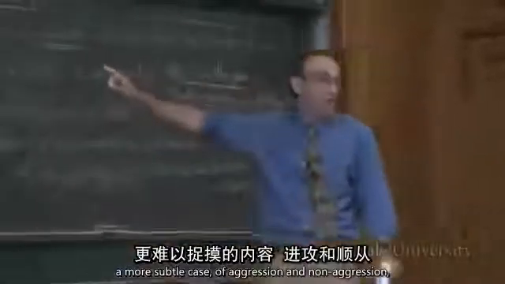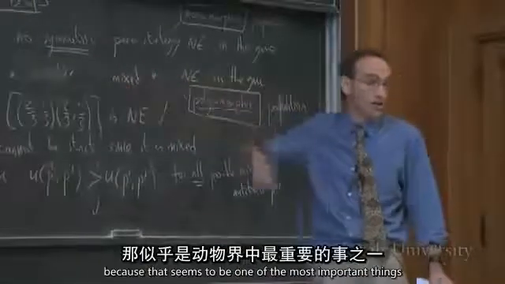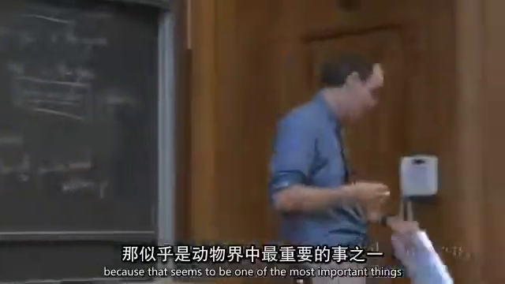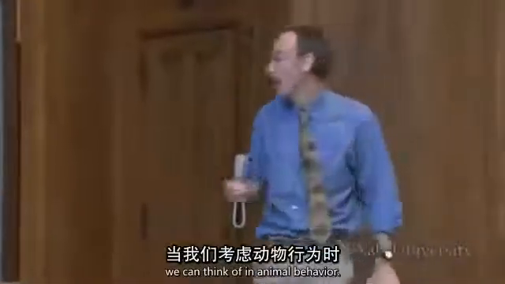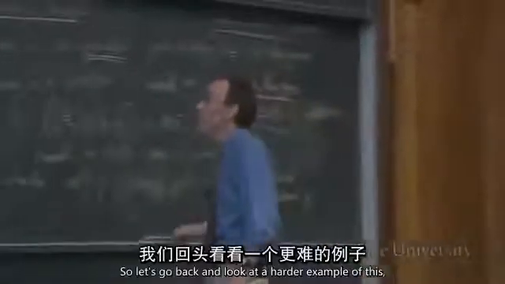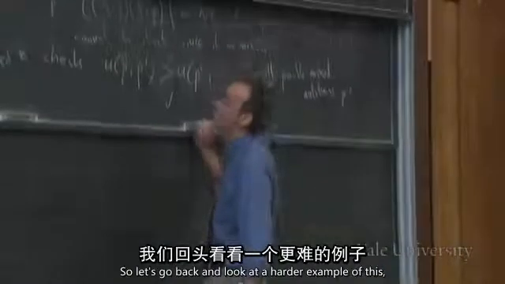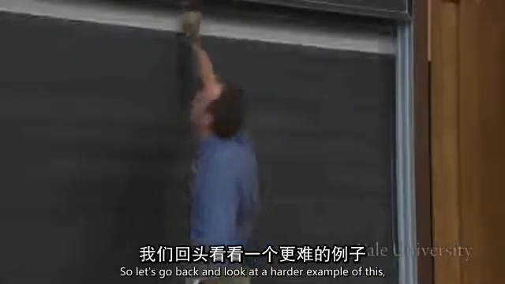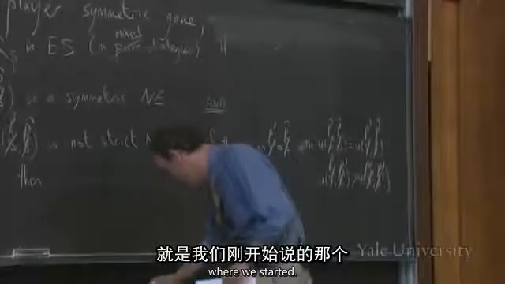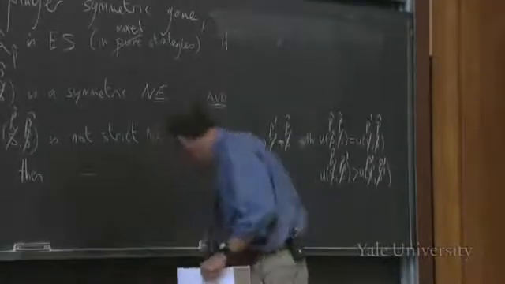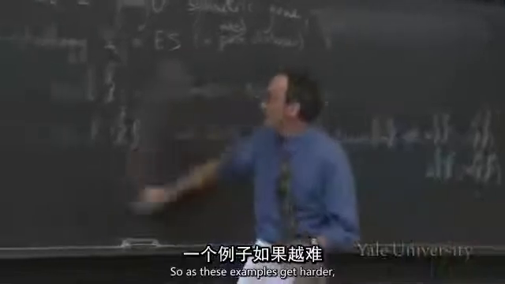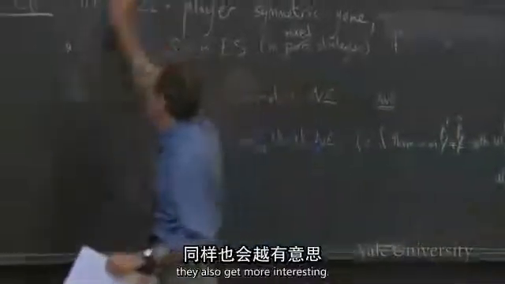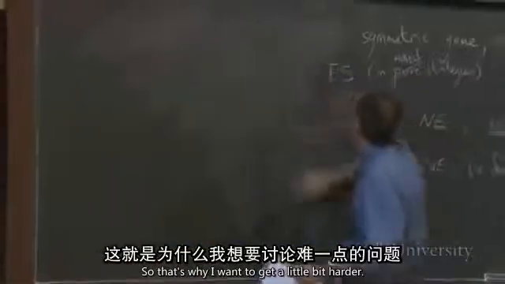All right? Okay. So having convinced you that polymorphic populations can be interesting, let's go back to a more subtle case of aggression and non-aggression, because that seems to be one of the most important things we can think of in animal behavior. Okay? So let's go back and look at a harder example of where we started. All right? So as these examples get harder, they also get more interesting. So that's why I want to get a little bit harder.